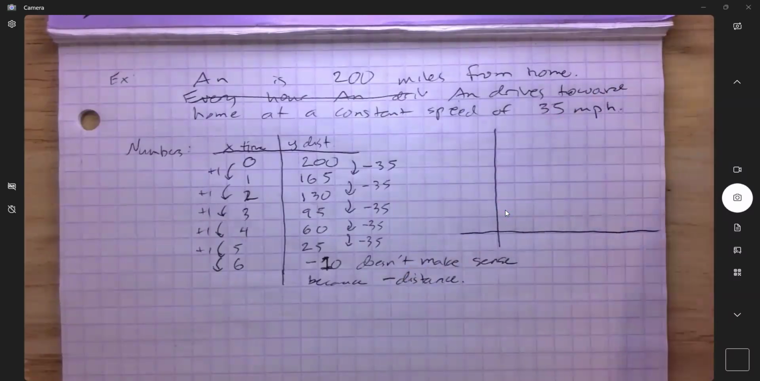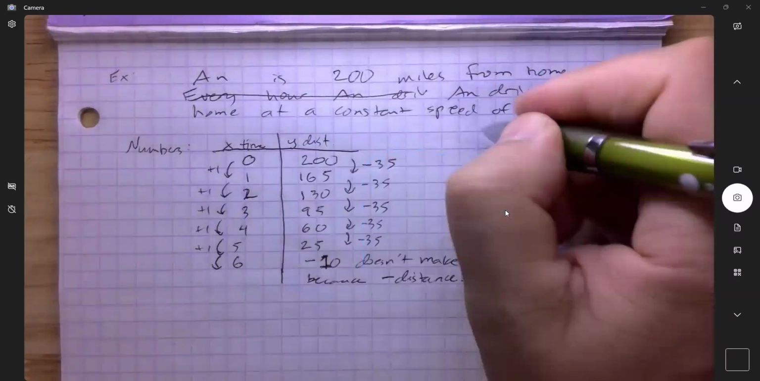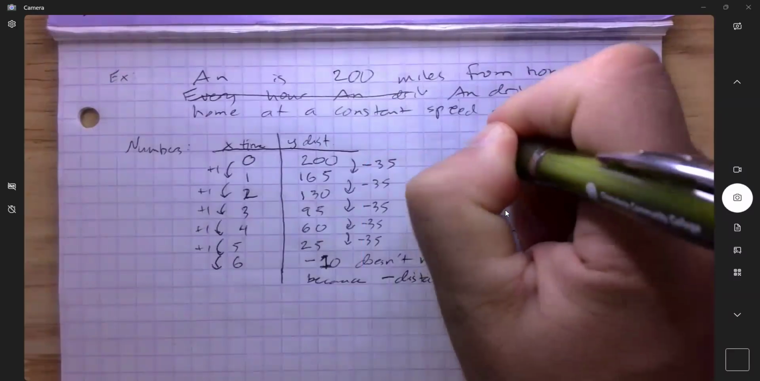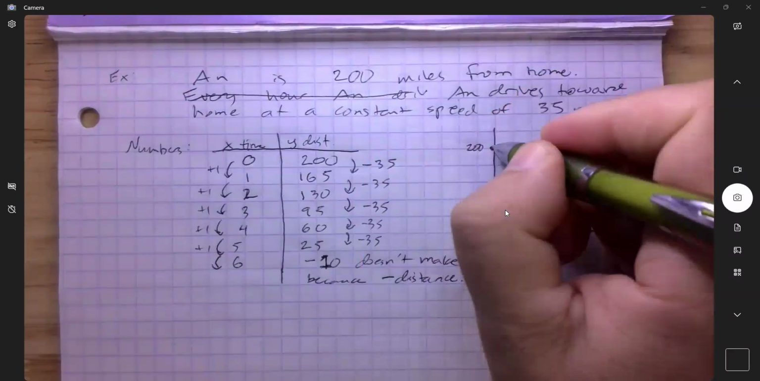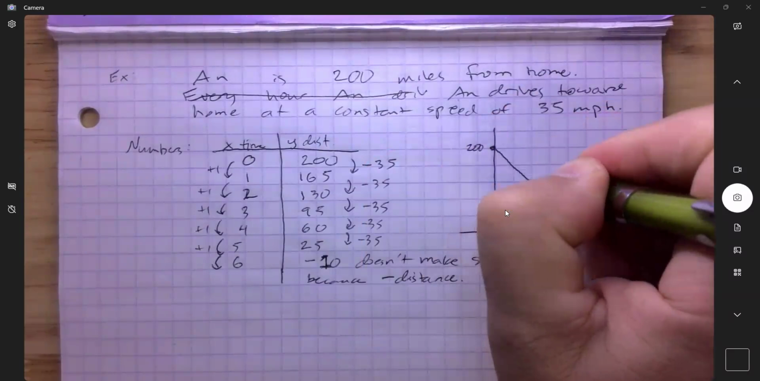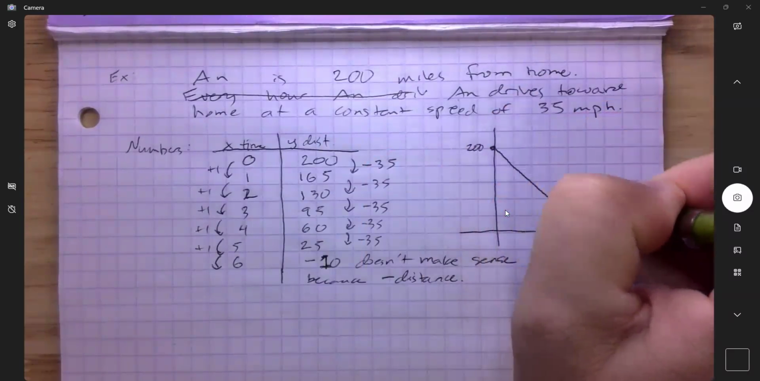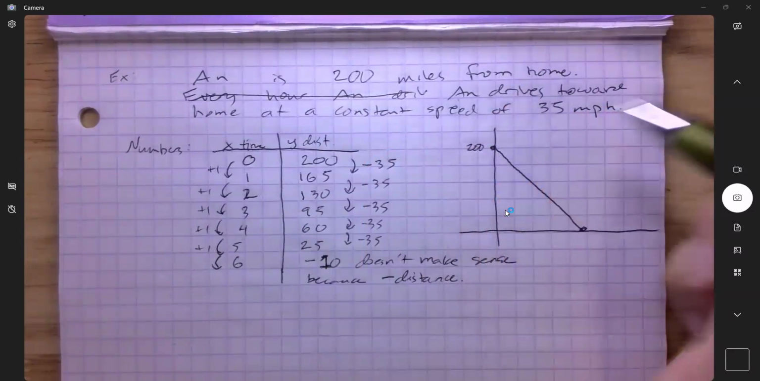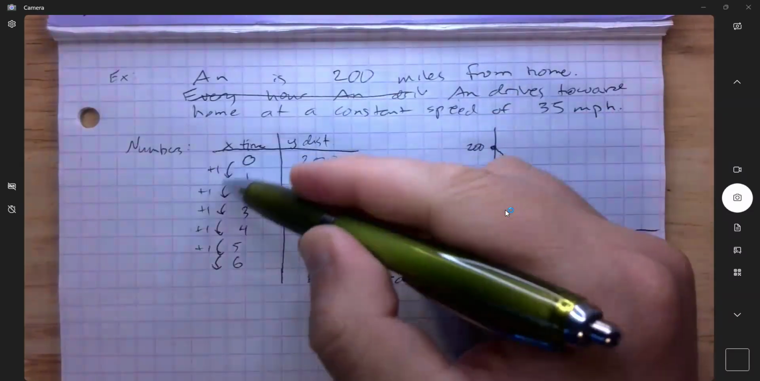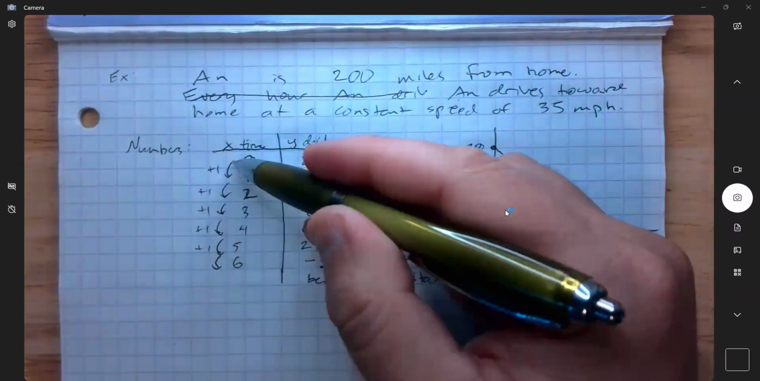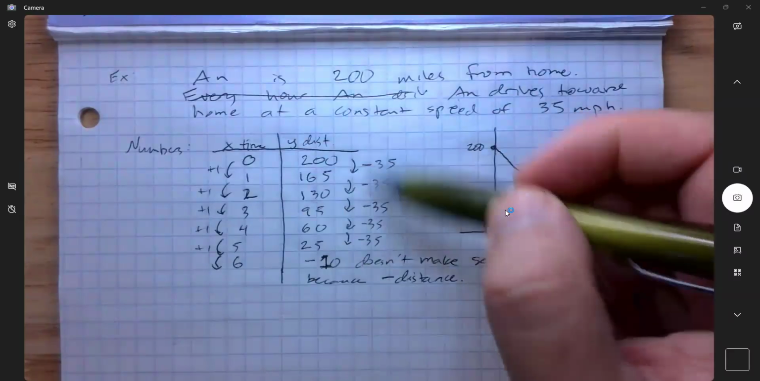And so now let me convert this to a graphical. So at time 0, 200 miles, and driving at a constant rate, that's a really nice way to see how that's definitely a line. Right? Because we could do it by 1 hour, but we could also do it by half an hour or even minute by minute if we wanted to.